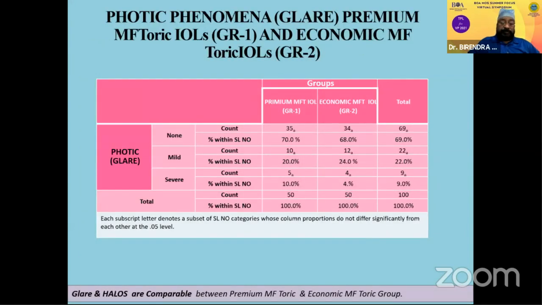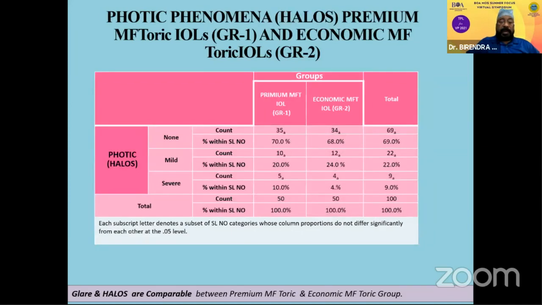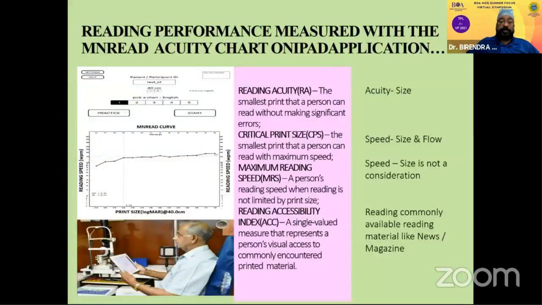As far as photopic phenomena are concerned, like glare, some had none, some had mild, and some had severe, and they were 70%, 20%, 10% respectively from none to severe, and it was non-significant. And in the halos also, it was non-significant when compared between the two groups.